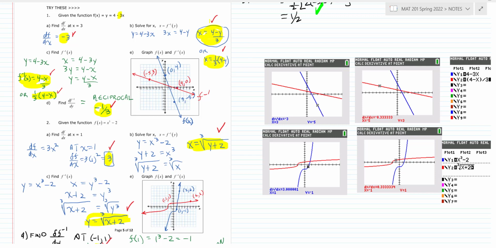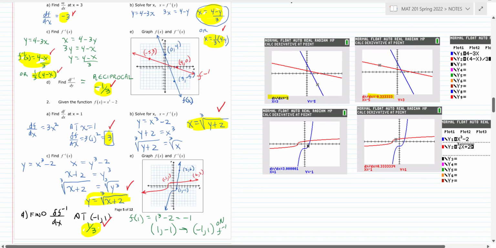I went ahead and just did this on the graphing calculator too. So notice that if I look at the derivative at x equals 3, I'm going to get -3. That's going to verify that. Then if I do the derivative on the inverse with my calculator, that gives me -1/3. It just gives it in a decimal form like that. All right. Okay, the next one, problem number 2.